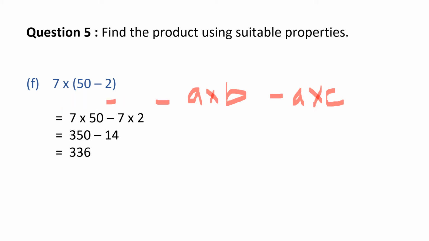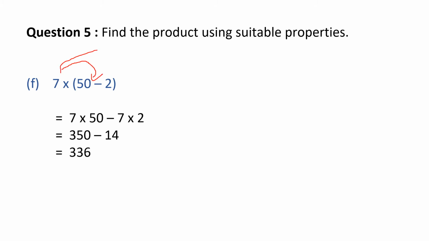So let's use it. First I give 7 to 50. Then I give 7 to 2, right? So 7 into 50 is 7 into 50. Then minus sign. Then I get 7 into 2 is 7 into 2, right? First I gave 7 to 50, then I gave 7 to 2. So 7 into 50 minus 7 into 2.